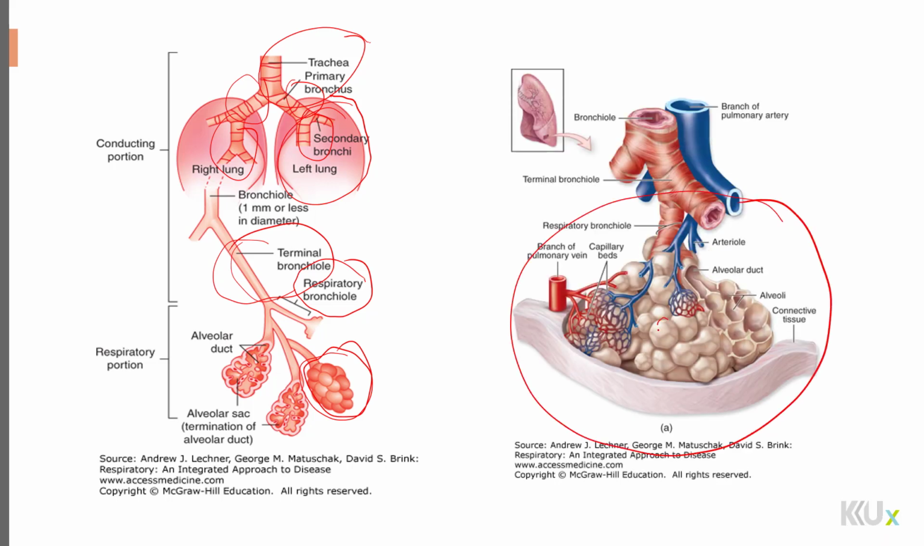Okay, you can see these are the small air sacs surrounded by a capillary network in which gas exchange occurs. So carbon dioxide comes out of the circulation and is replaced by oxygen.